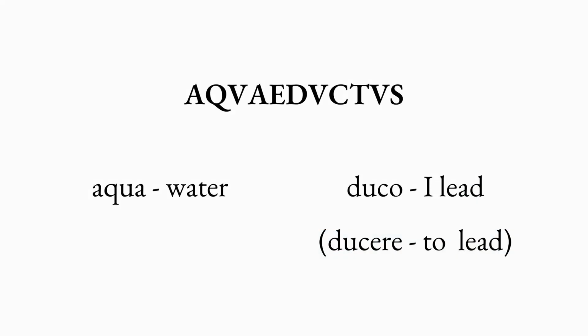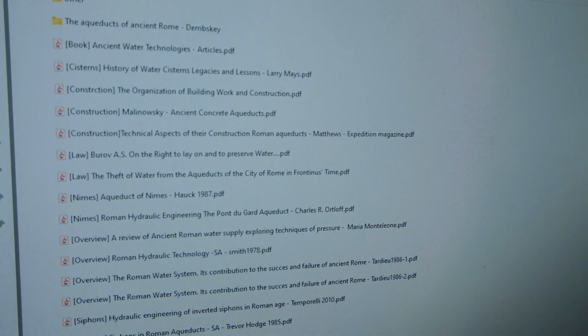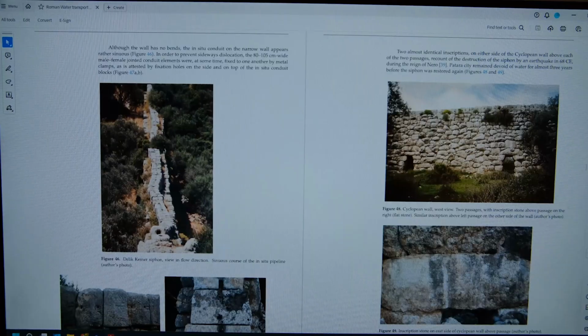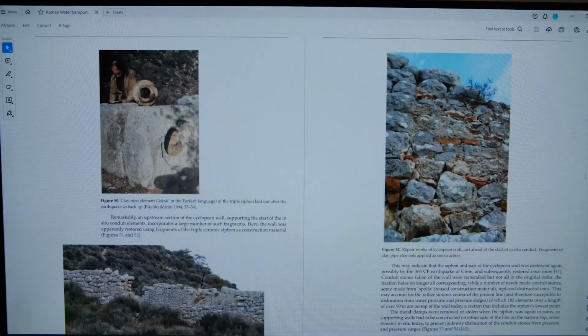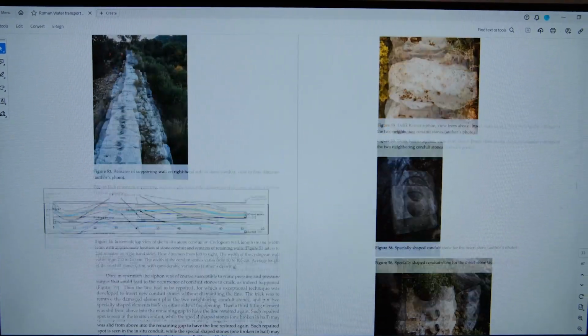And by the way, the word aqueduct comes from two Latin words, aqua, water, and duco, I lead, from ducere, to lead. To prepare this video, I studied hundreds of pages, mainly research papers and articles from resources dedicated to history, and I will leave all sources that I used in the video description.